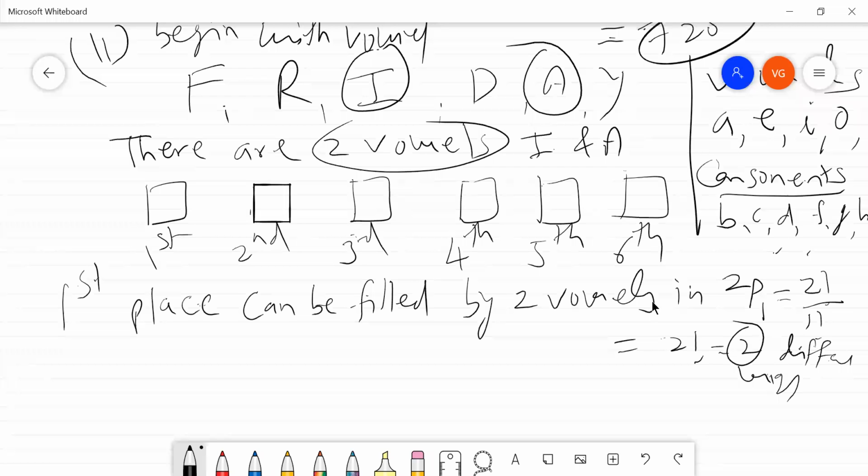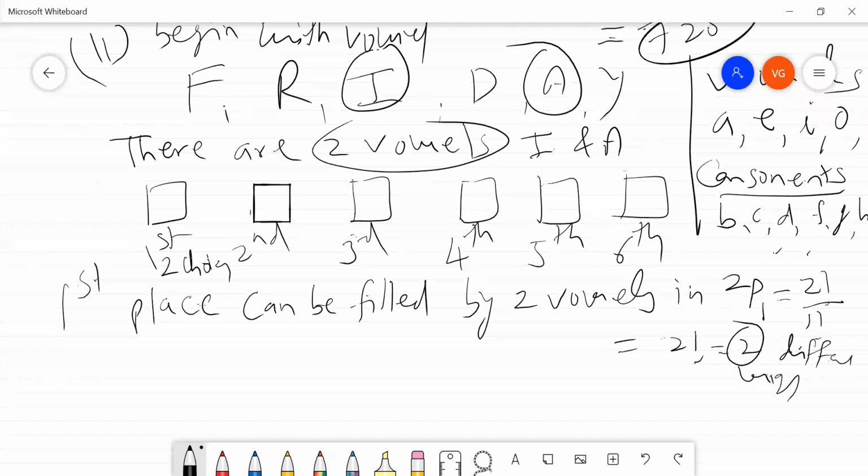And if I calculate 2P1, first place, only one place. So out of 2, 1. So 2P1, that means two ways. So to fill this first place, I have got how many choices? I have got two choices.